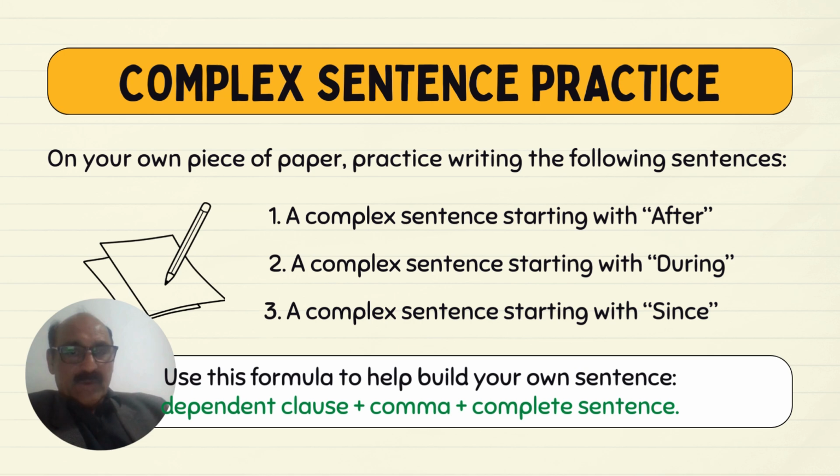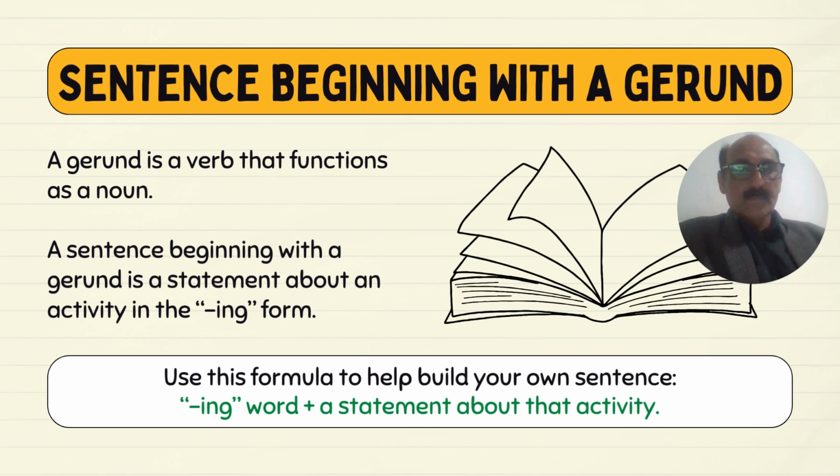Now here is your turn to write some complex sentences. Grab a pen and a piece of paper. Write one complex sentence starting with "after." Write another complex sentence starting with "during," and write another sentence starting with "since." You can use this formula: dependent clause followed by comma followed by a complete sentence.